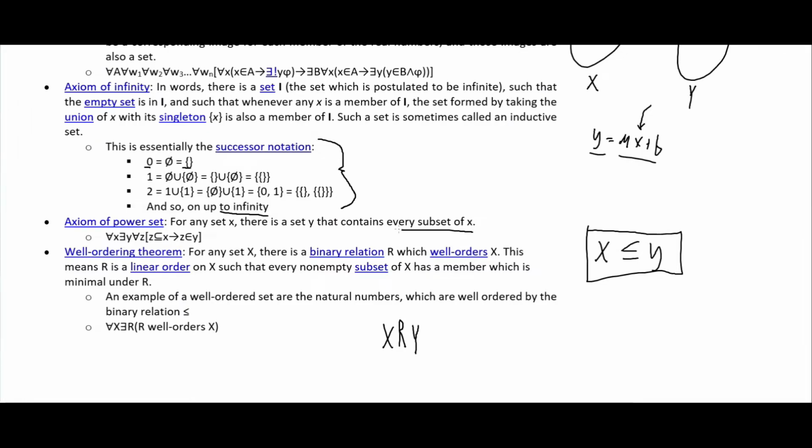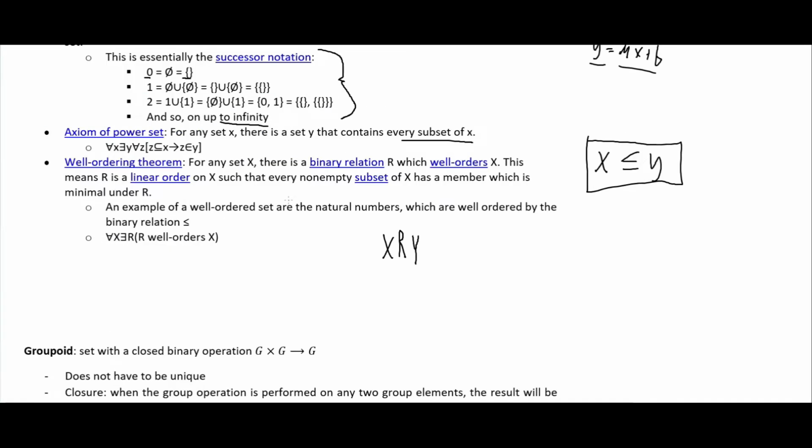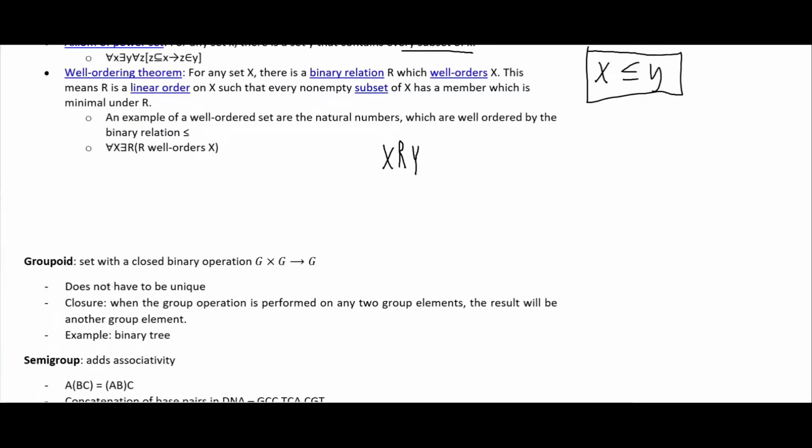But anyway, that is a very non-rigorous description of set theory, which is the most basic form of mathematical objects. And so the next one up is what is called a groupoid.